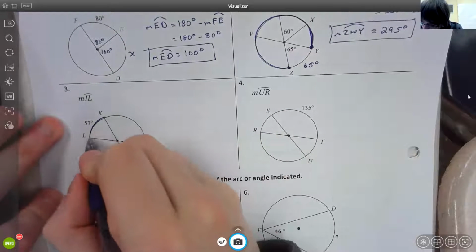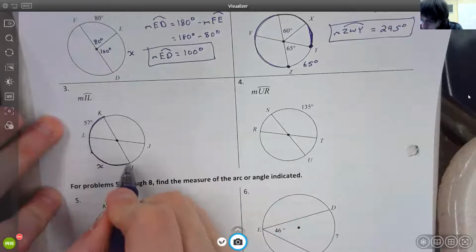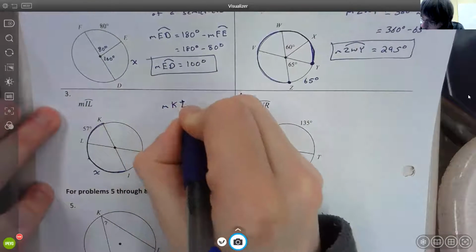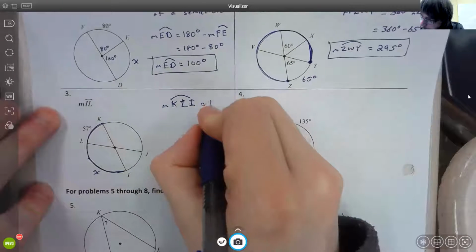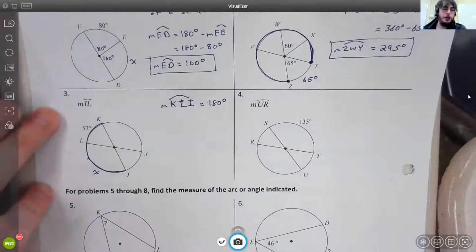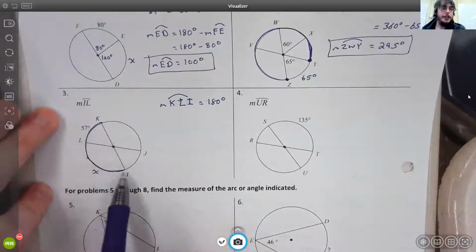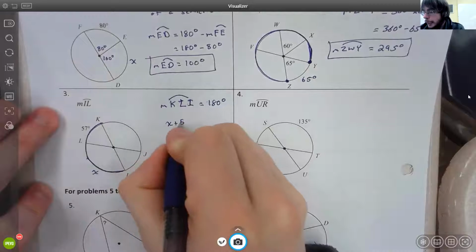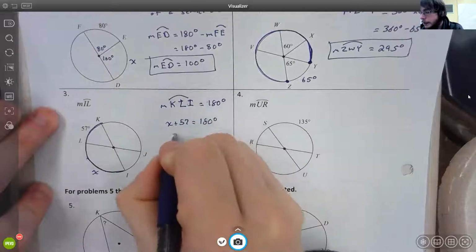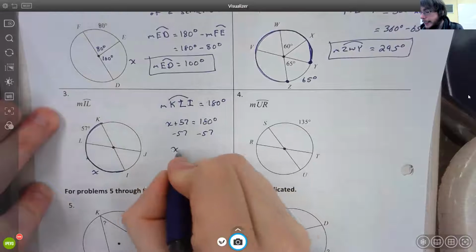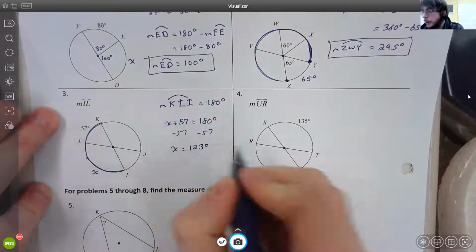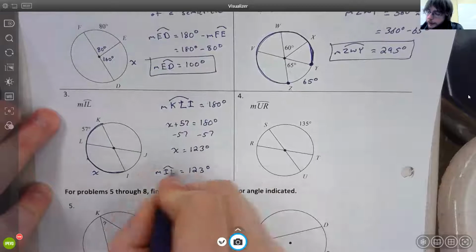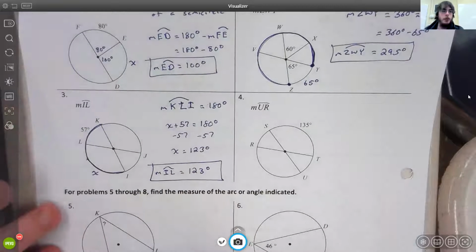So if you know that KI is a diameter, then you know this part that I just outlined, KLI, has to be equal to 180 degrees because it would be a semicircle. Well, if we know that that equals 180 degrees and there are only two parts, we know that x plus 57 has to equal 180 degrees. So we subtract 57 from 180 to get our x. So we get x is 123. So that means arc IL has to be 123 degrees.